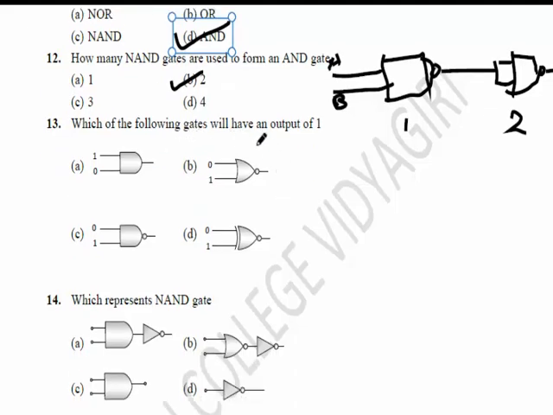Which of the following gates will have an output 1? So it is AND gate. 1 0 will be 0. This is (0 plus 1) bar, because it is an OR gate. (0 plus 1) bar is 1 bar. 1 bar means 0. It is not also correct. 0 dot 1 bar will give us 1. So our C is the correct option.